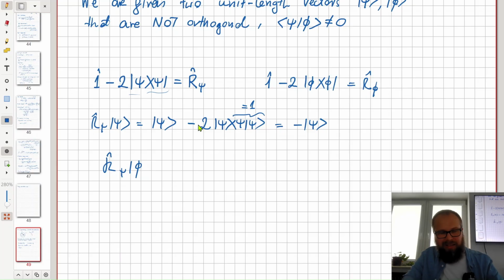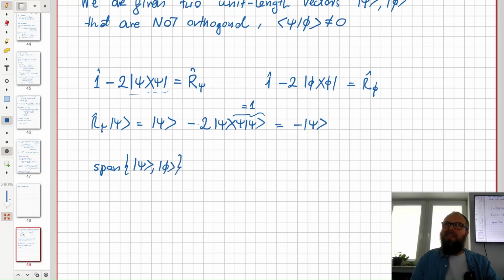To actually ease these calculations, let us pick a subspace of our Hilbert space that's spanned by our two vectors, because we are interested in doing a direct rotation between them. So let's isolate the subspace spanned by psi and phi, which you can do even if they are not orthogonal. This would be some plane, effectively, and this is a subspace of our whole Hilbert space.